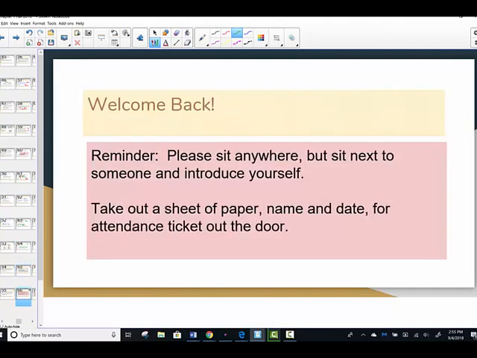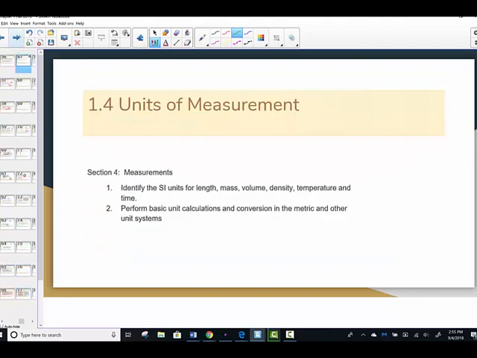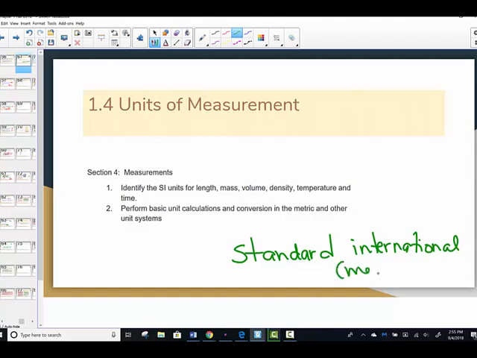Of course, we weren't in class today, so I'm skipping through that. And we're going to talk a little bit now in Lesson 4 about units of measurement. We need to identify the SI. That stands for Standard International Units. In other words, everyone but here in America. Standard International Units, the metric system. In terms for length, mass, volume, density, temperature, and time.